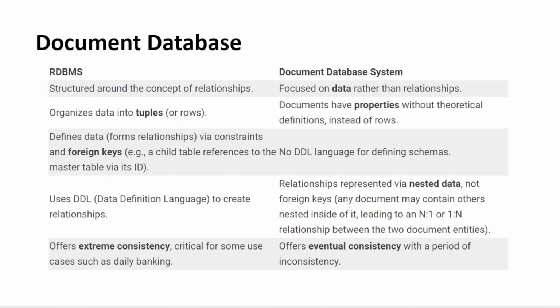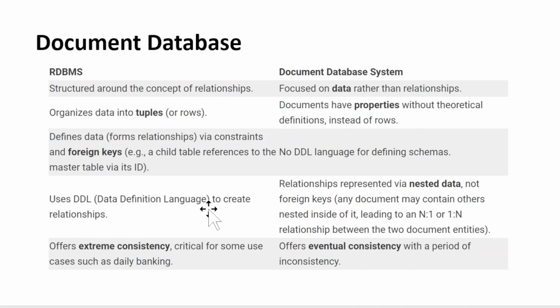So here's a big difference. I pulled this from a site comparing your RDBMS, which would be your relational databases, and your document database system. The RDBMS is structured around the concept of relationships, whereas the document database is focused on data rather than relationships. The RDBMS organizes data into tuples or rows. Documents have properties without theoretical definitions instead of rows. The RDBMS defines data in forms, with relationships by constraints and keys. A child table references the master table and its ID. And there's no DDL language for defining schemas in a document database.